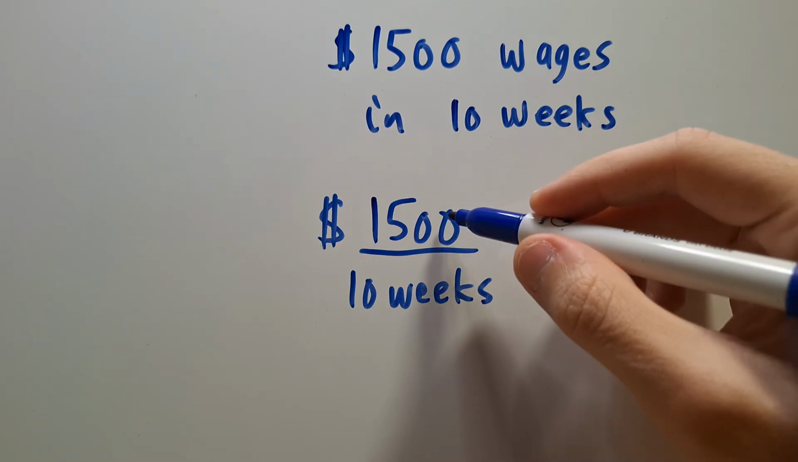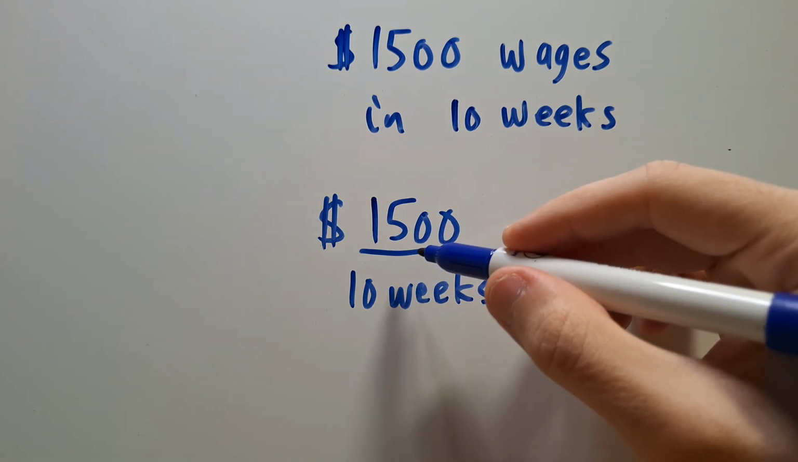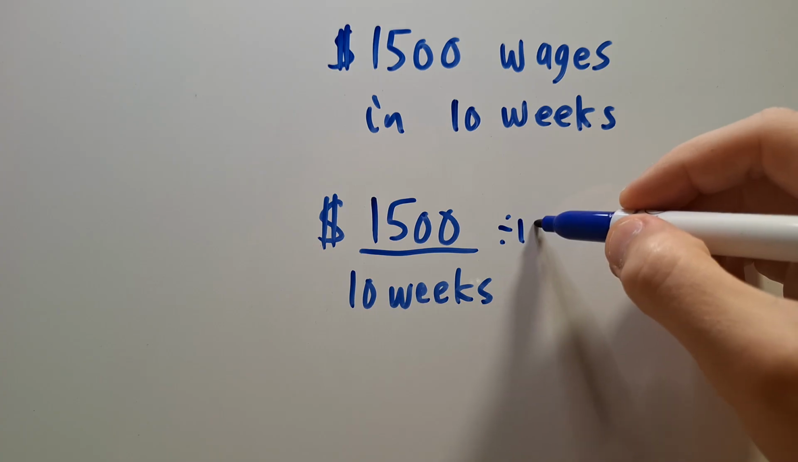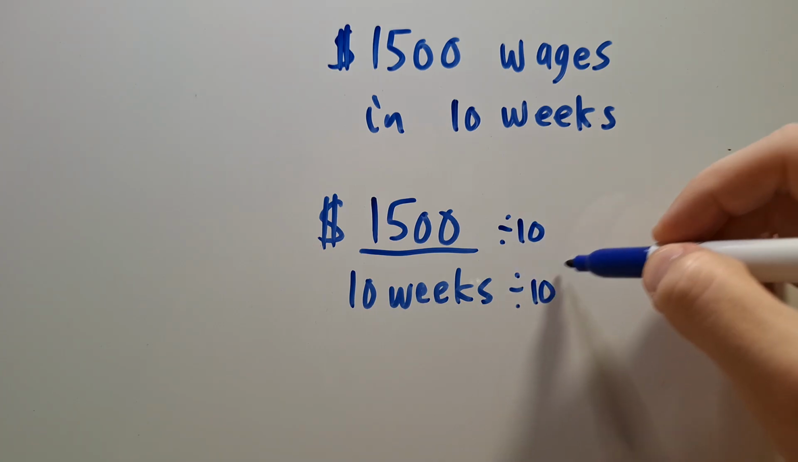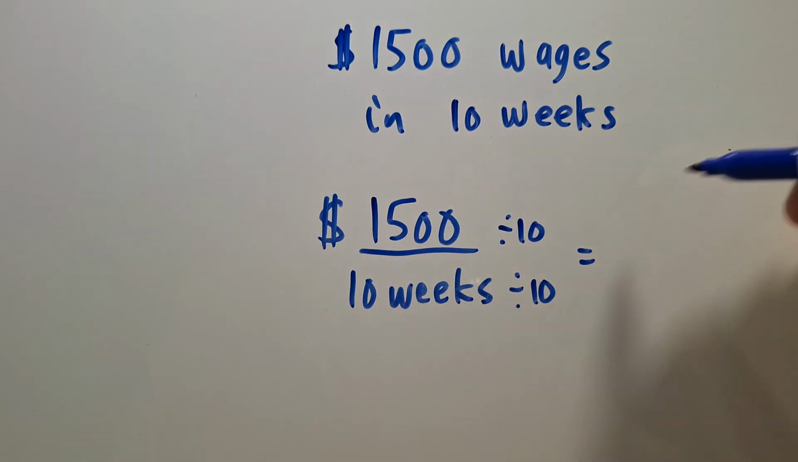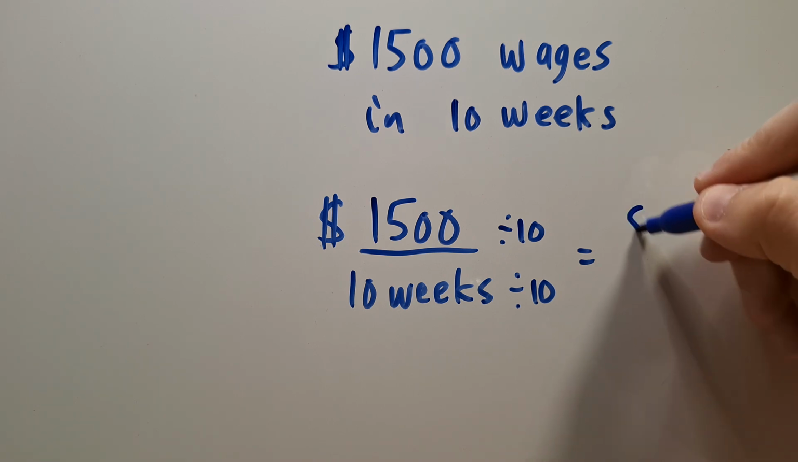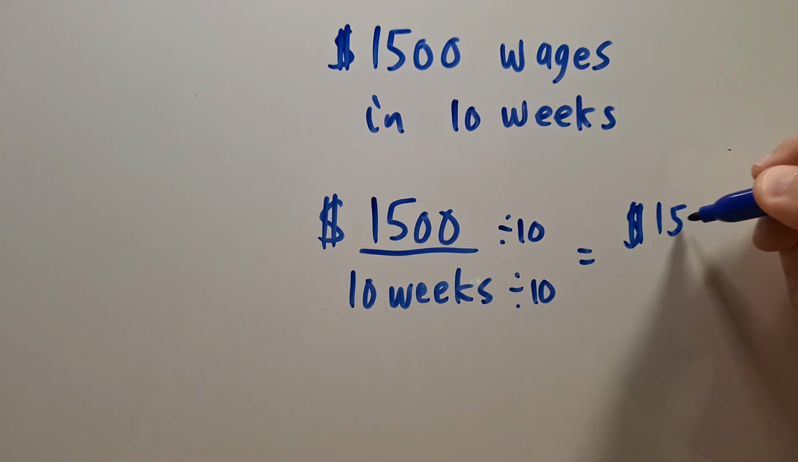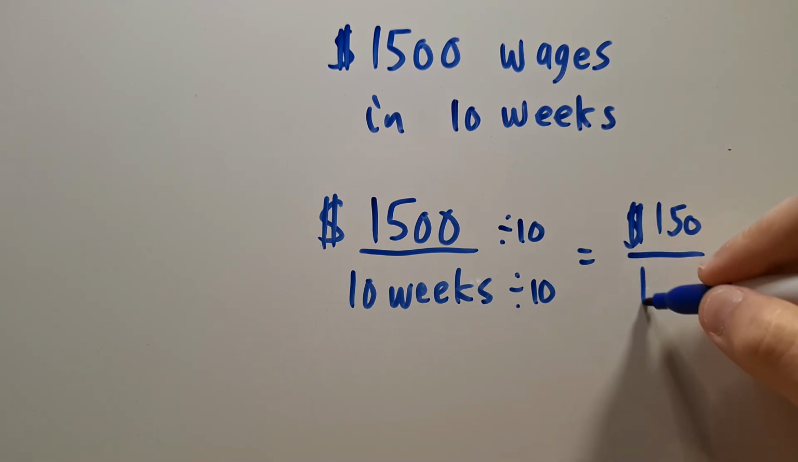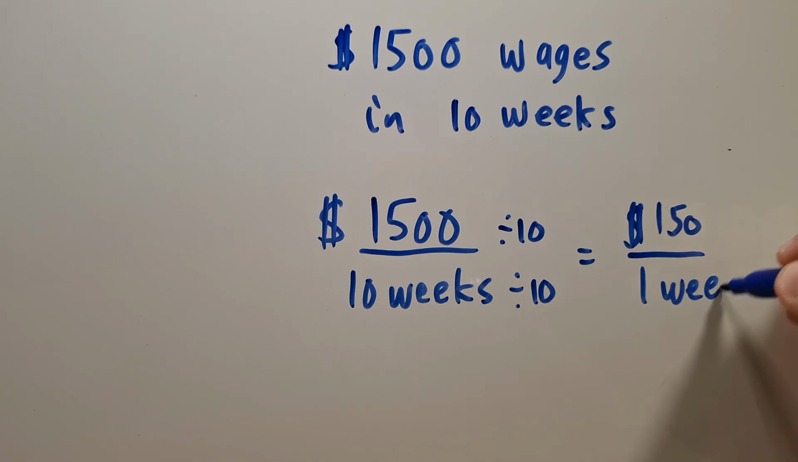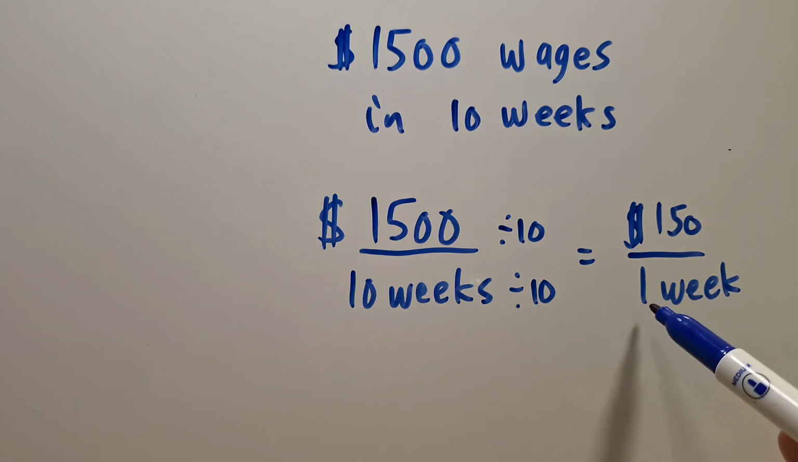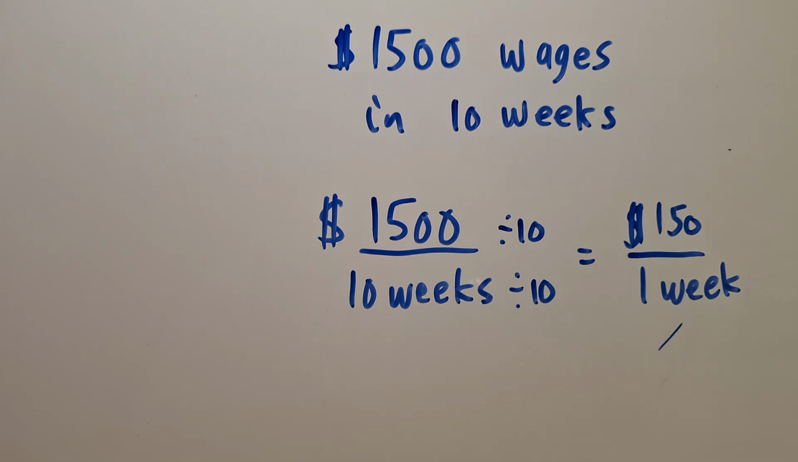So because both of these numbers are divisible by 10, I'm going to go ahead and do that. Simplifying this gives me $150 per week. Now, the denominator here says 1 week. When the denominator of a rate is 1, it is called a unit rate.